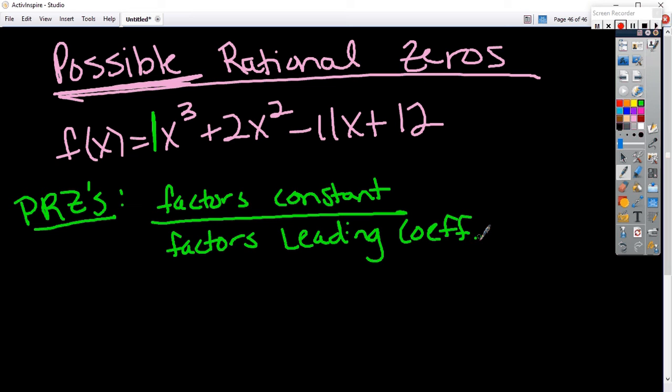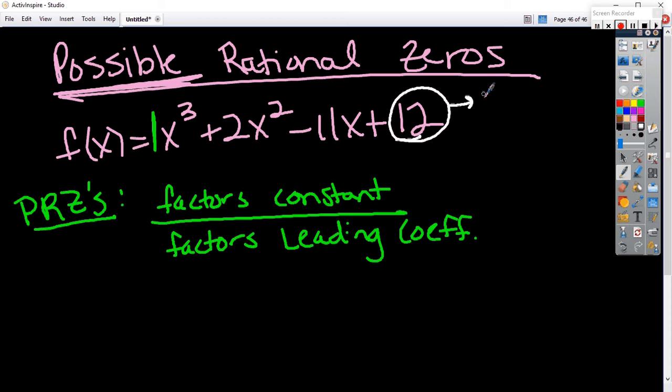Now listen, we're going to list them out and then we're going to start testing them to see which one works. So on your test, you'll have one question that just says list the possible rational zeros and then another one that says find all the zeros. So think about this with me for just a minute. Tell me what's the constant in that equation. 12. What are all the factors of 12?